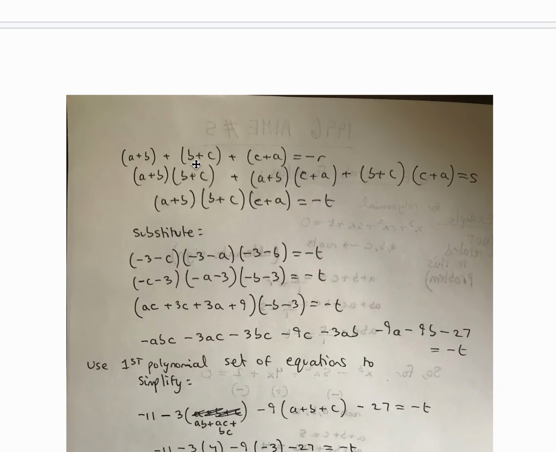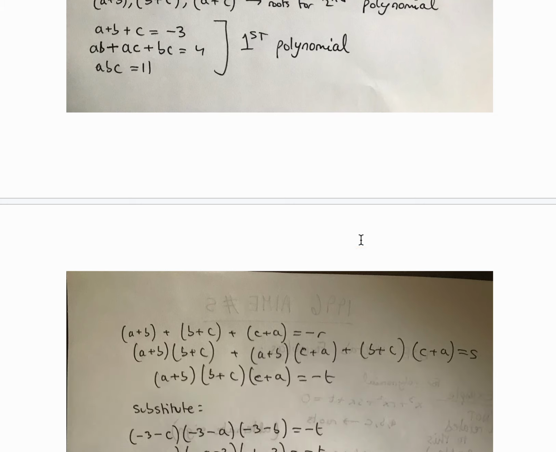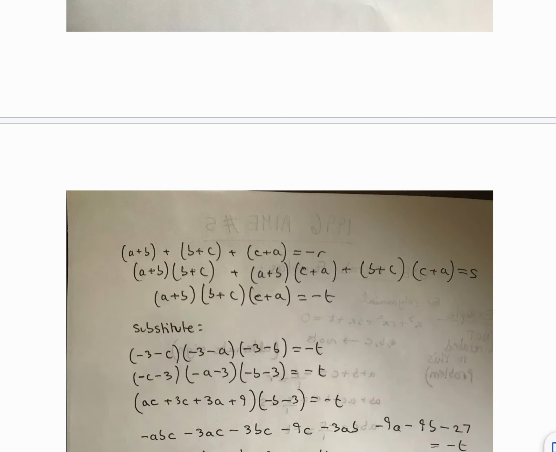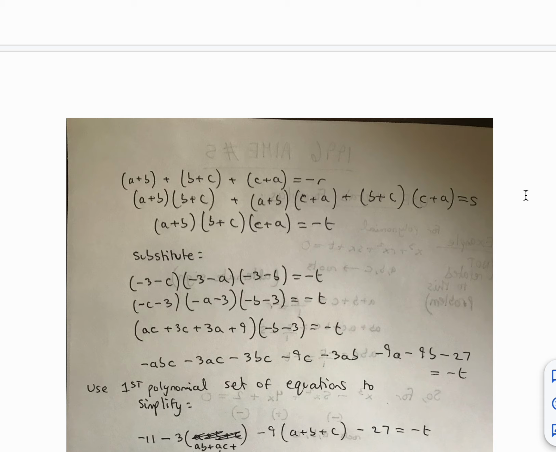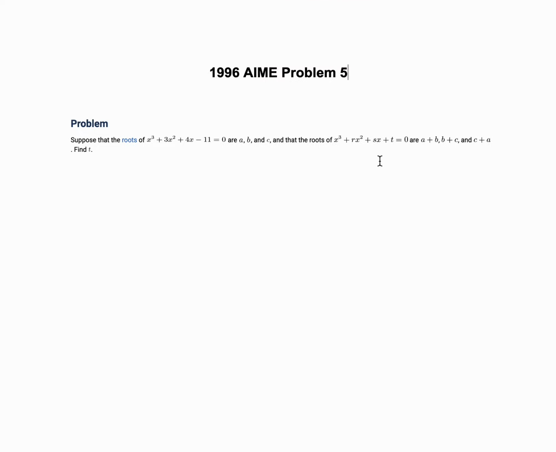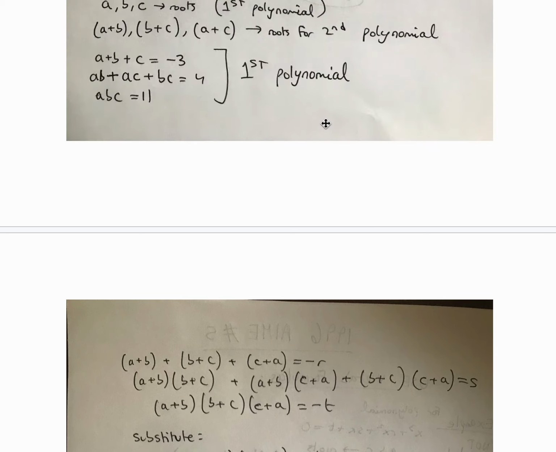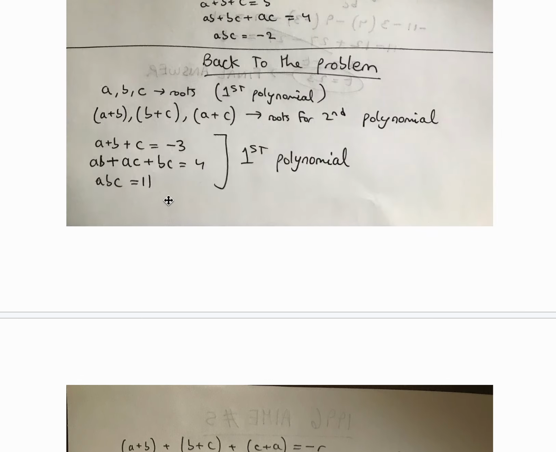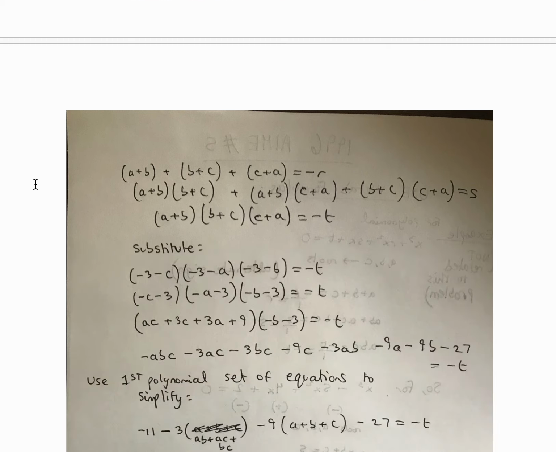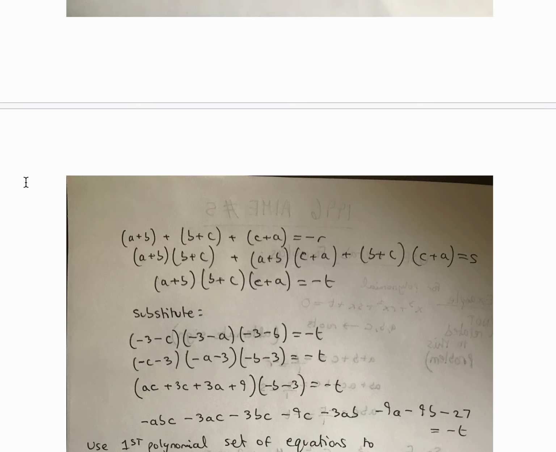Okay, so these are the equations for the second polynomial. The roots here are a plus b, b plus c, and a plus c. So the sum of the roots would be negative r, the pairwise sum would be s, and the product would be negative t. Okay, so we're trying to ultimately solve for t, right? So t is right here, and you want to use the equations with numbers because you're trying to get the solution in terms of numbers. So what you would try to do is substitute these equations.